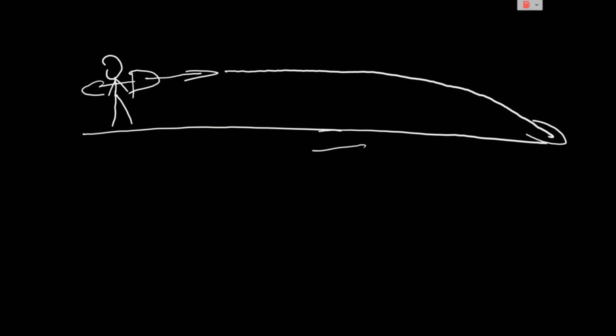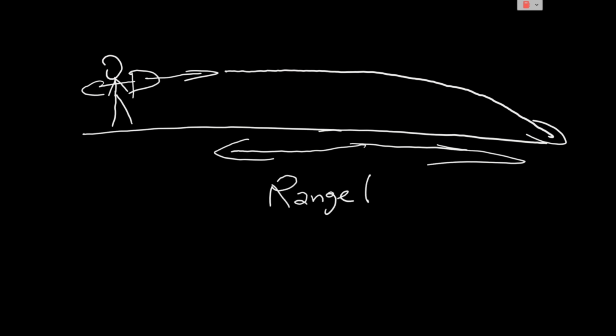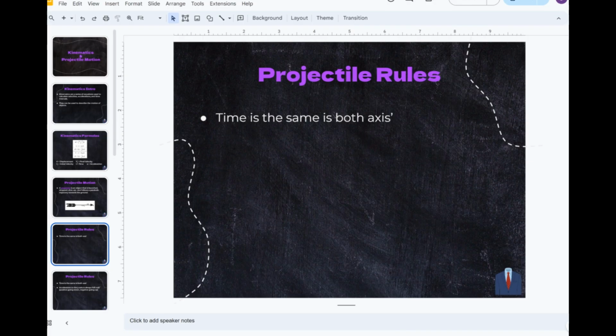The horizontal or forward path that the arrow follows is called the range, and this is in the x-axis, while this value over here is the height or the y-axis. Looking at some rules for these projectile problems, time is the same in both axes. The time variable is special because we can use it with both axes, seeing as they're equal to each other.